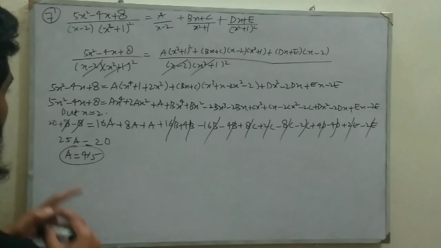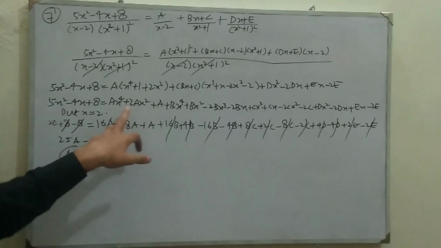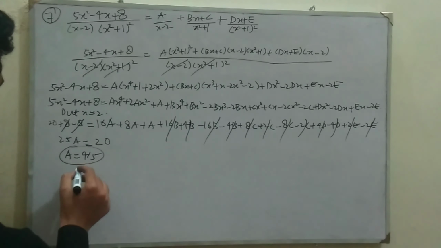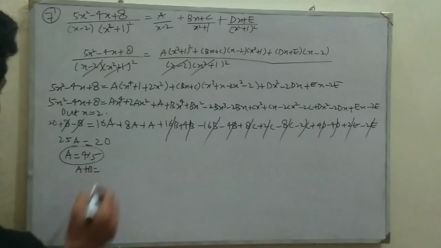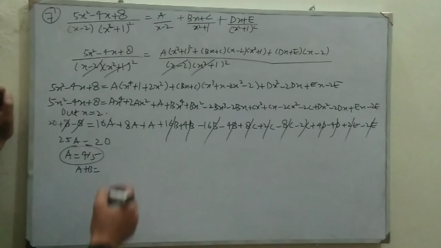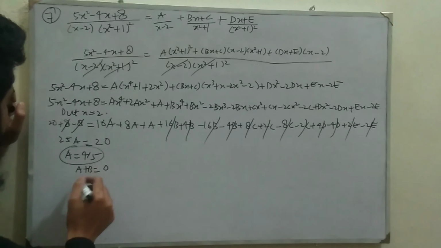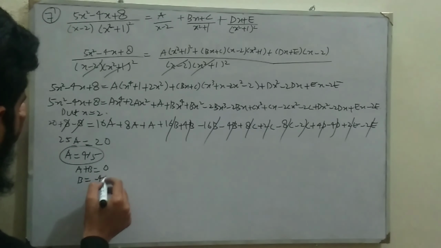Now comparing the coefficient of x power 4 on both sides, the coefficient of x power 4 is a and b, so a plus b is equal to, on this side there is no coefficient of x power 4, that's why it is equal to 0. A is 4 over 5, so by putting here it becomes b is equal to minus 4 over 5.